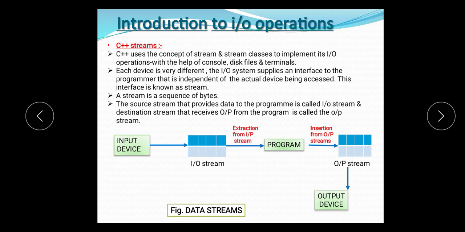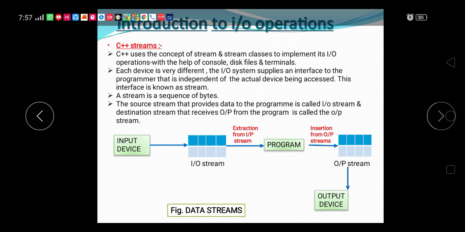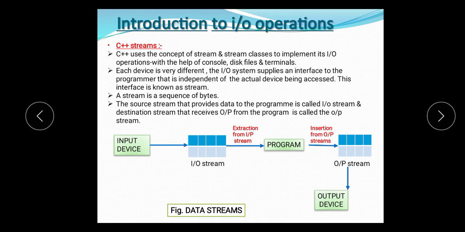The input stream, also called the source stream, provides data to the program. Whereas the output stream, also called the destination stream, receives output from your program and displays it on the output device. The data streams are shown in the figure. Here we have an input device and an output device. The stream which takes the data from the input device and gives it to the program is called an input stream, whereas the output stream takes the data from the program and displays it on the output device.